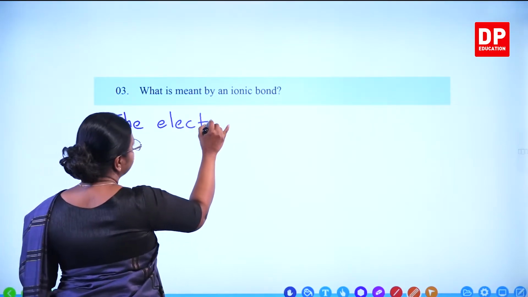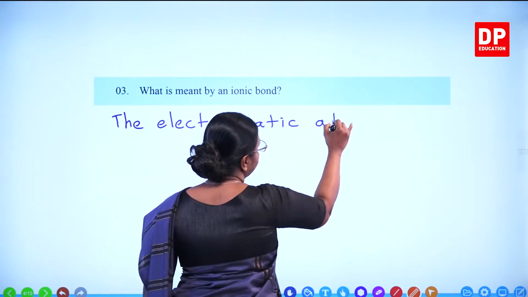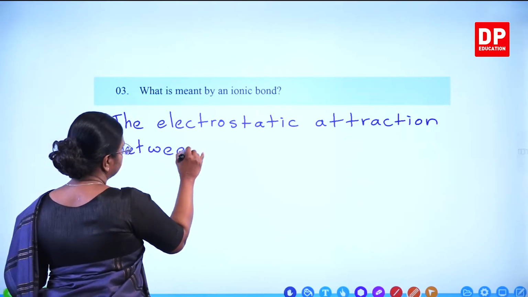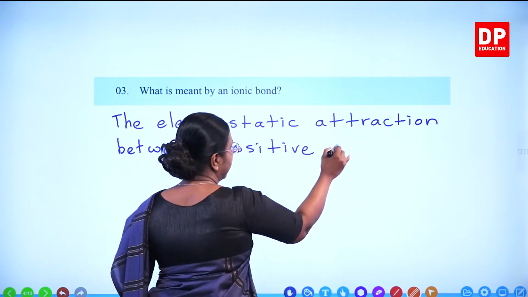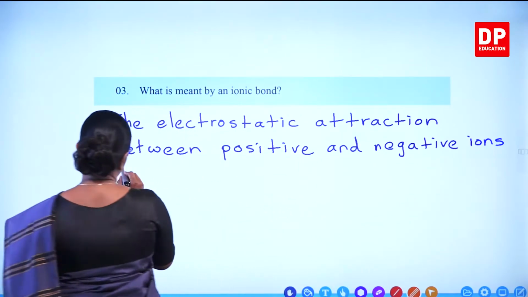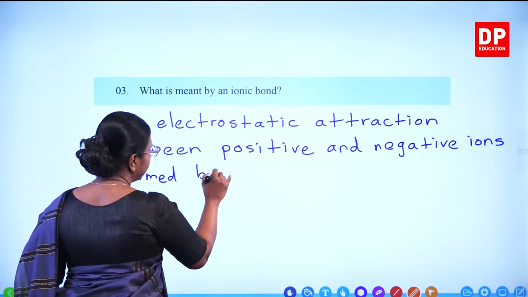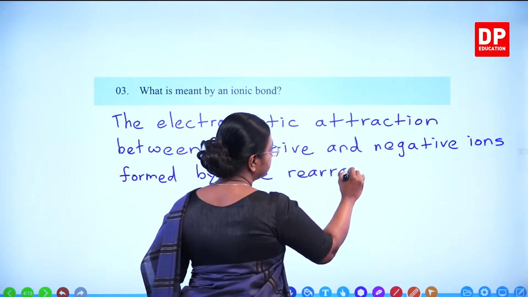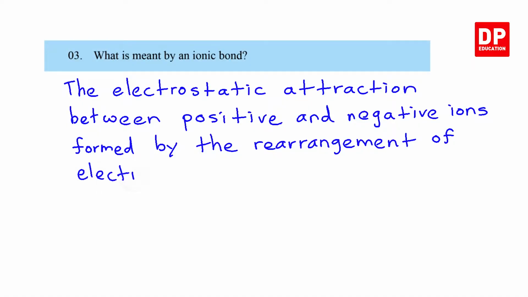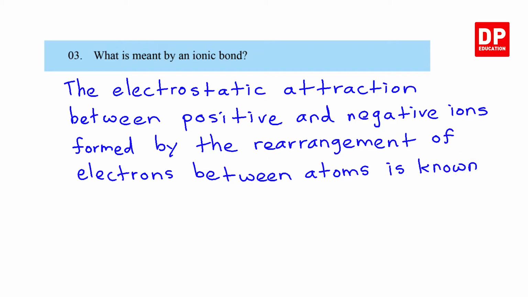the electrostatic attraction between positive and negative ions formed by the rearrangement of electrons between atoms is known as ionic compound, ionic bond.